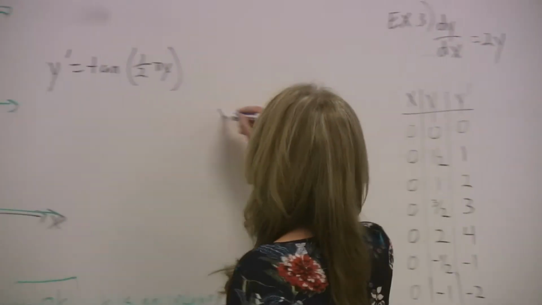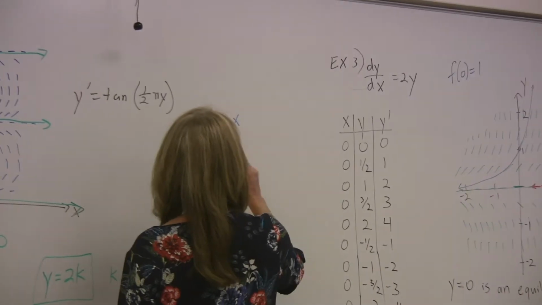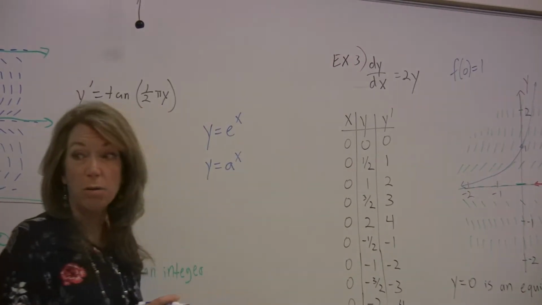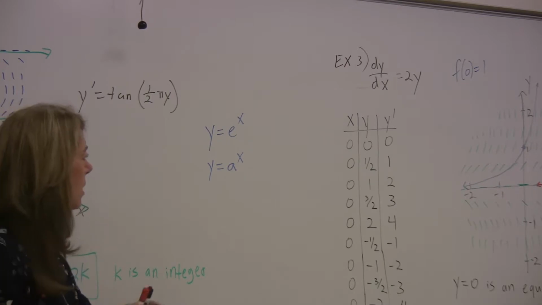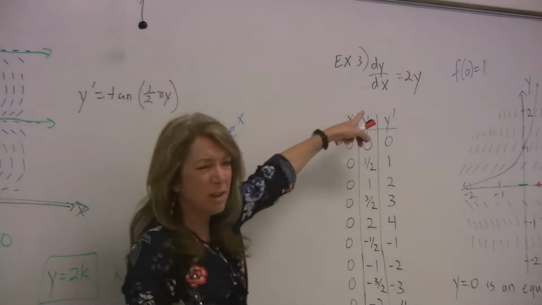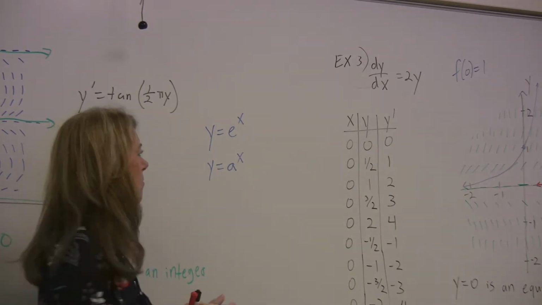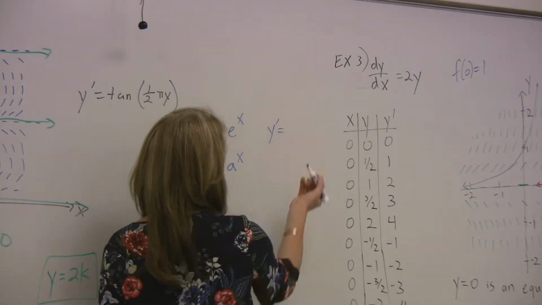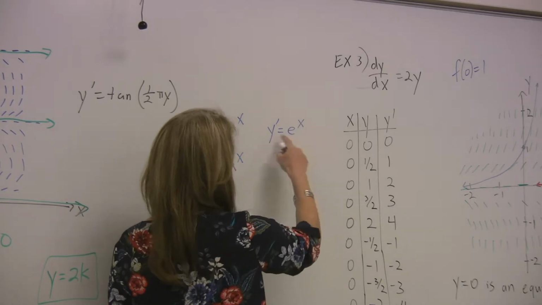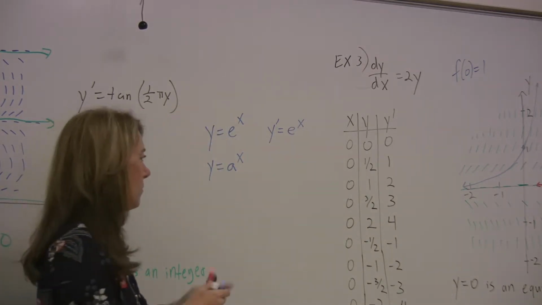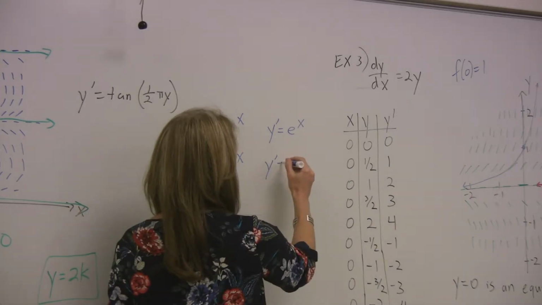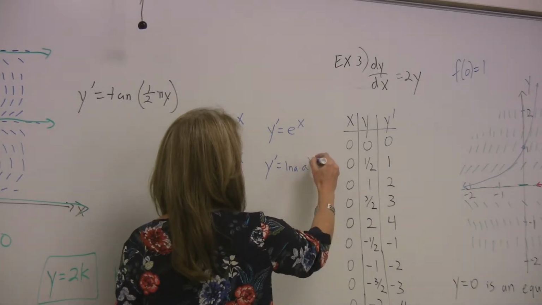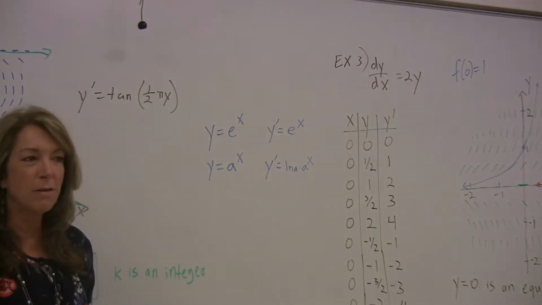What kind of functions have that shape? Go through 0, 1. A to the x or e to the x? Y equals e to the x, or y equals any base to the x really, would go through 0, 1. Do either of those satisfy my differential equation though? What's y prime in this case? E to the x. That's not 2 times my function. The derivative of this one is even messier. This is natural log of a times a to the x, which is not 2 times my function.